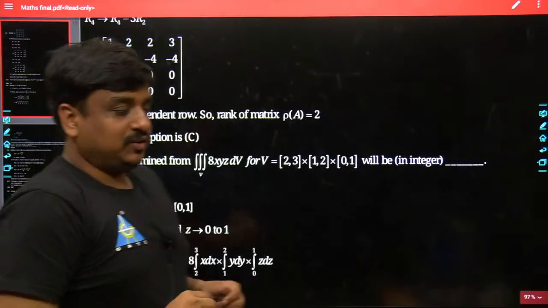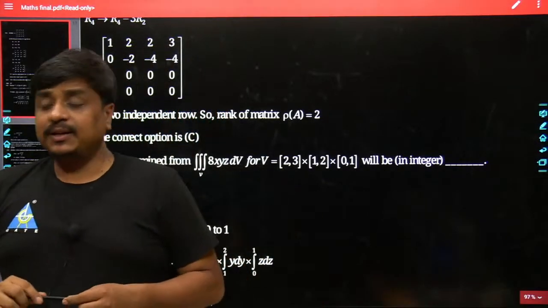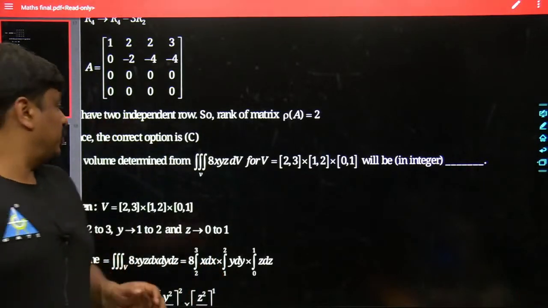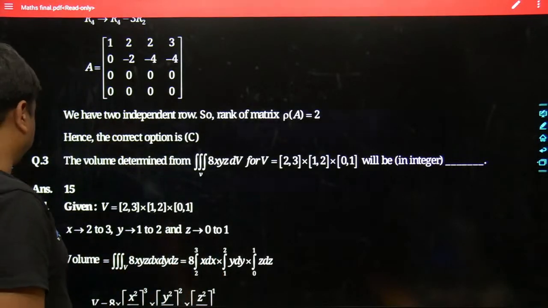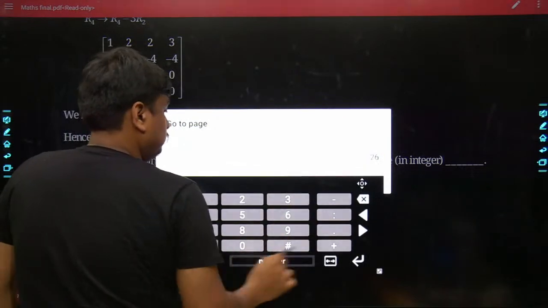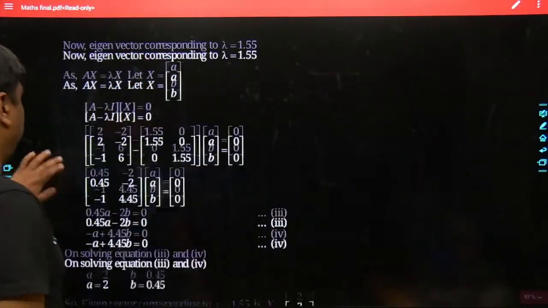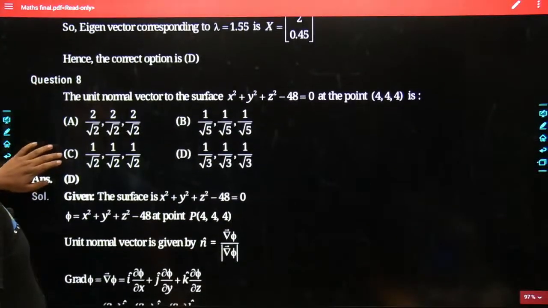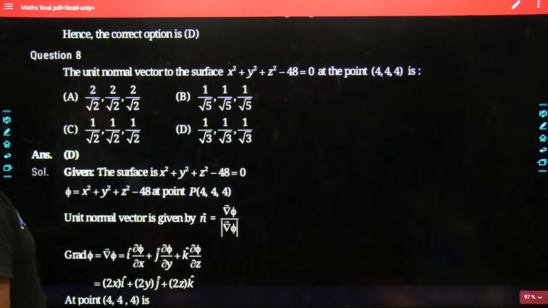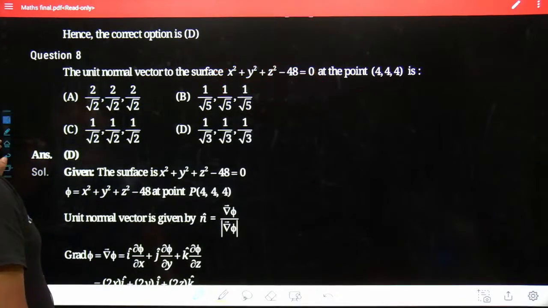So the first question is coming from the topic called integral calculus, from page number 26. Let me see what the problem indicates exactly.